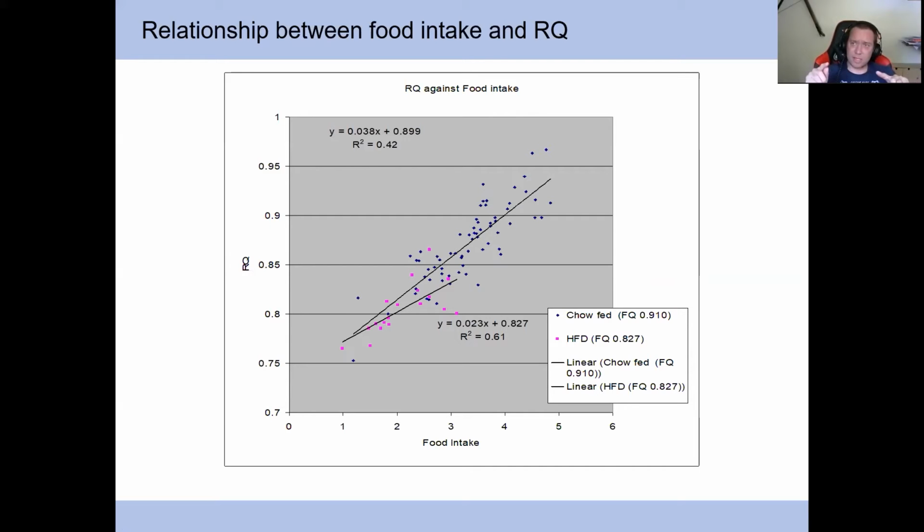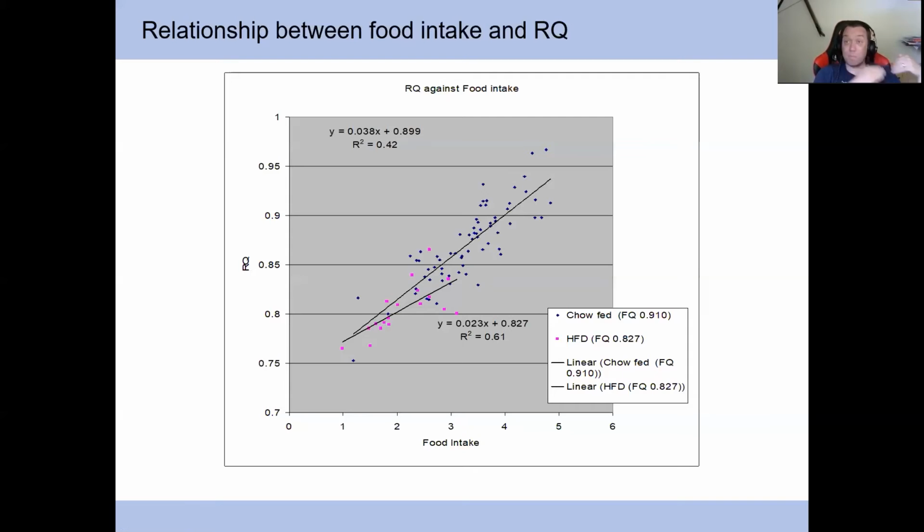So the point behind what's going on here is, if you're feeding your mice a diet with a food quotient of 0.91, but they aren't eating it, they still need the energy, because we know it's a zero-sum game. You've got to have the energy. So where are they getting the missing calories from that aren't in their food? Predominantly, they'll get it from their fat reserves, and burning fat has an RQ of 0.7.